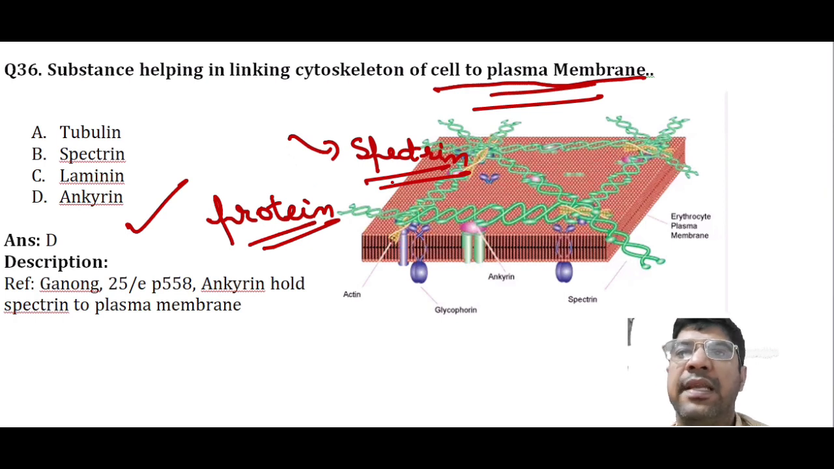This linkage is essential for maintaining the structural integrity and the proper function. Ankyrin is a protein that is found in red blood cells. It helps to attach spectrin to the cell membrane. It acts like a glue that holds the spectrin in place and makes sure that the spectrin skeleton is properly connected to the cell membrane. So ankyrin is important for maintaining the red blood cell shape and stability.